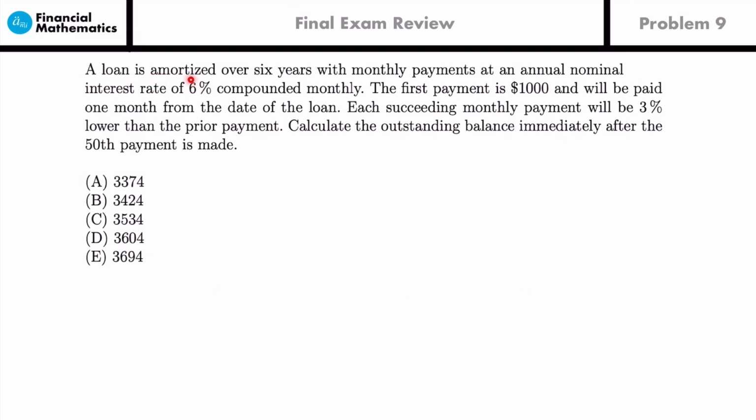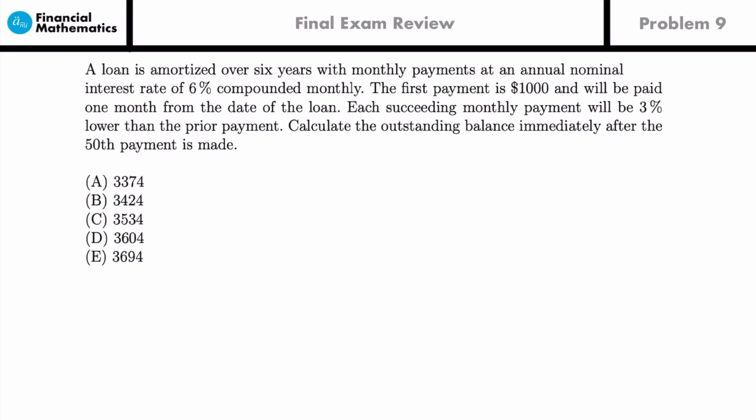We have a loan is amortized over 6 years with monthly payments at an annual nominal interest rate of 6% compounded monthly. The first payment is $1,000 and will be paid 1 month from the date of the loan. Each succeeding monthly payment will be 3% lower than the prior payment. Calculate the outstanding balance immediately after the 50th payment is made.